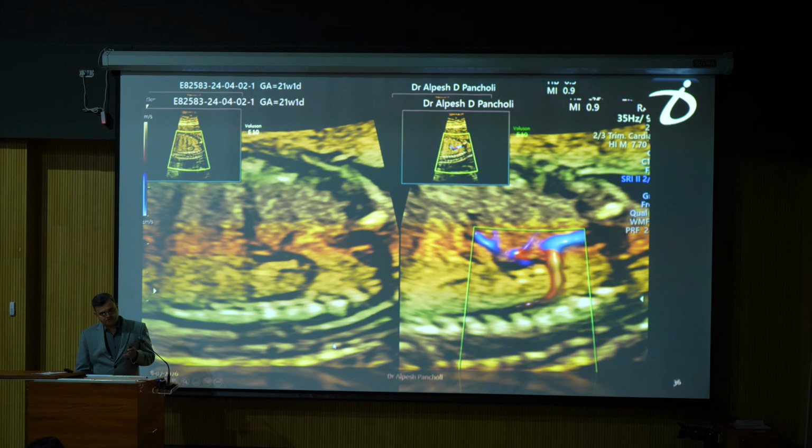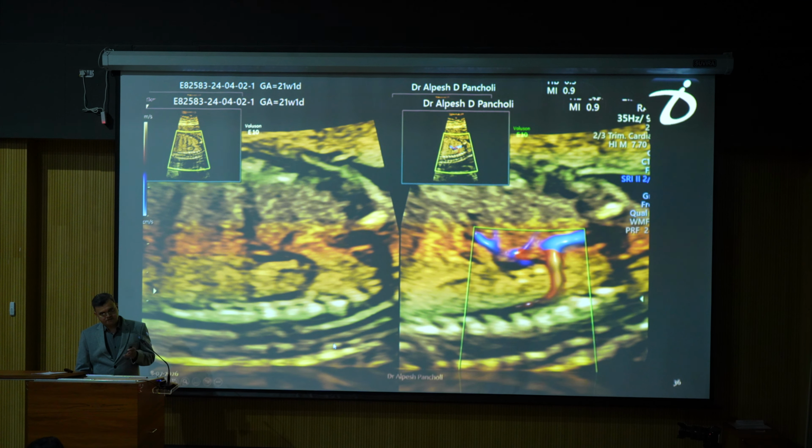It has a correlation with small for gestational age, trisomy 21, cardiac anomalies and fetal demise. But if it is not isolated, the risk of chromosomal anomalies and IUFD increases. If it is isolated, it is not associated, it is considered as a normal variant. So always, whenever we find one abnormal finding, look for the other.